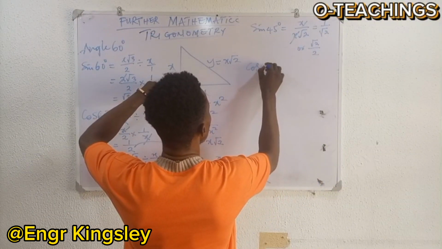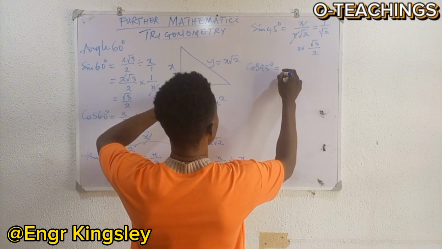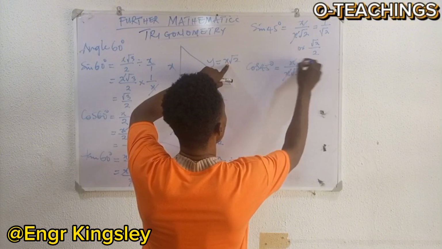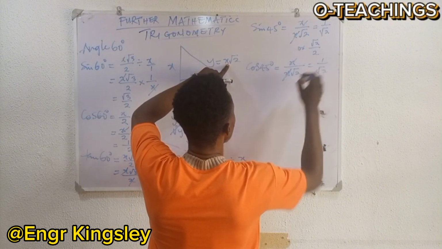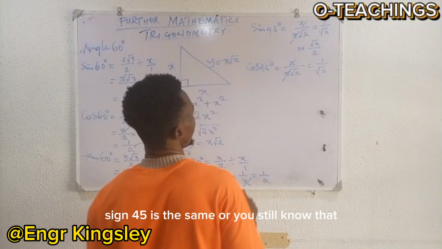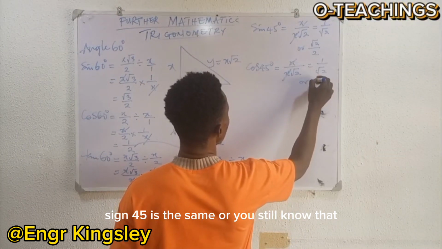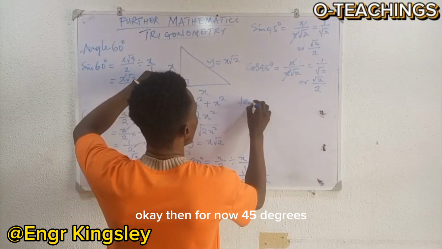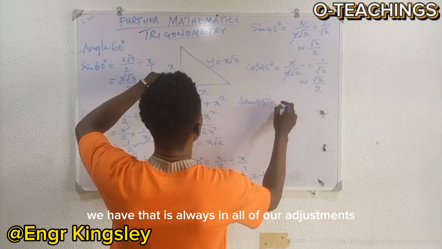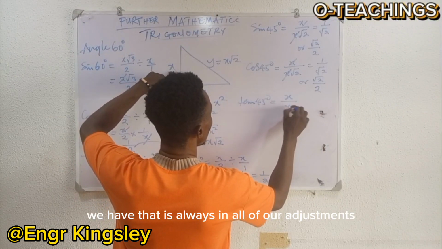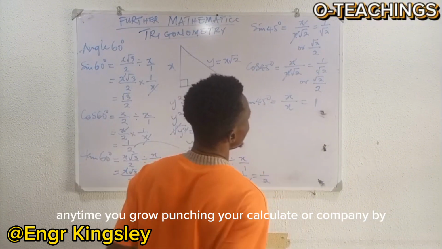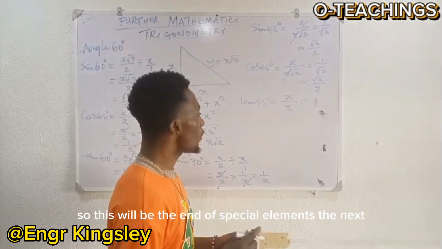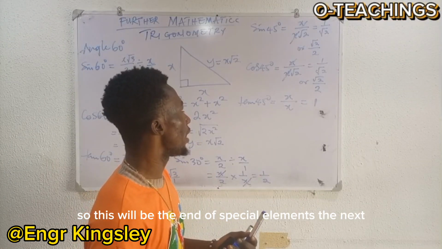So when you talk about cos 45 degrees, you are still having adjacent, which is x, divided by hypotenuse, which is x root 2. This we cancel this. Finally, I'll have 1 all over root 2. So cos 45 and sine 45 is the same, or you still know that it's root 2 all over 2. Okay? Then for tan 45 degrees, we have opposite all over adjacent, which will give you 1. That's the reason anytime you punch in tan 45 on your calculator, you always get 1 as your answer. So this will be the end of special angles.